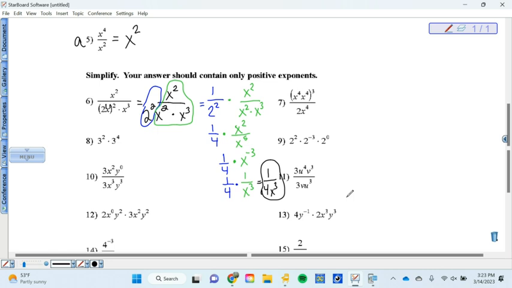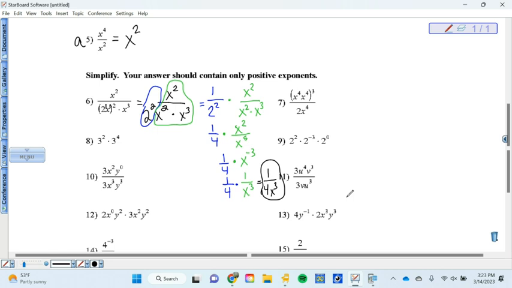Now we can just simplify this part. X to the 12th times x to the 12th, multiply with exponents, so 12 plus 12. 24 minus 4 gives us 20, right? Not negative 20. If it was negative 20, it would stick down here.